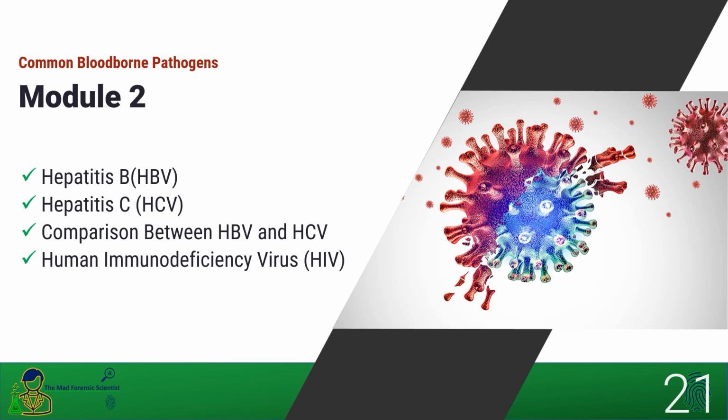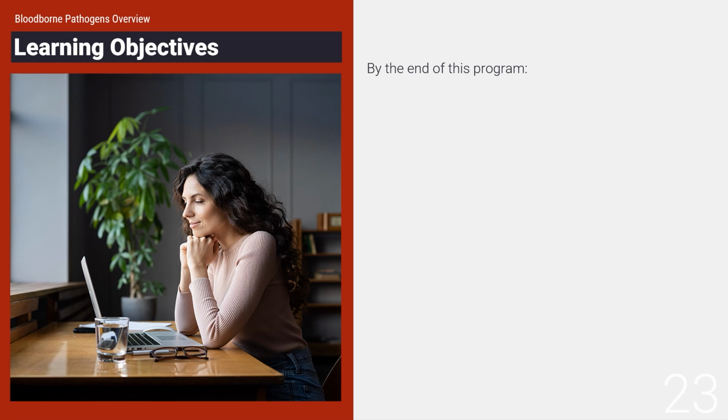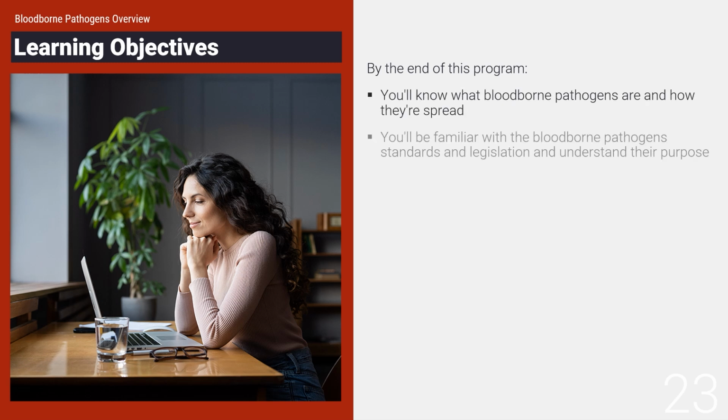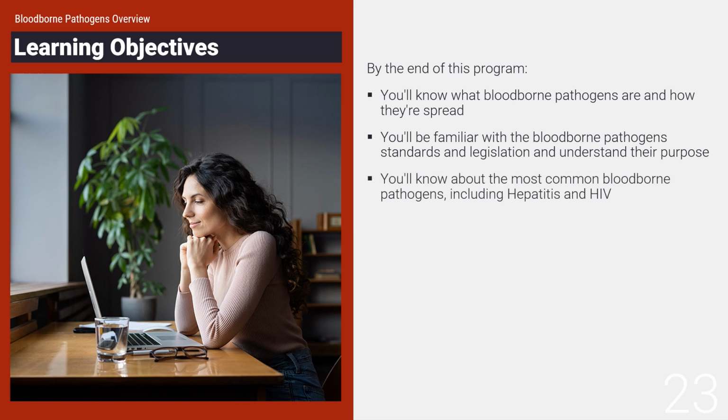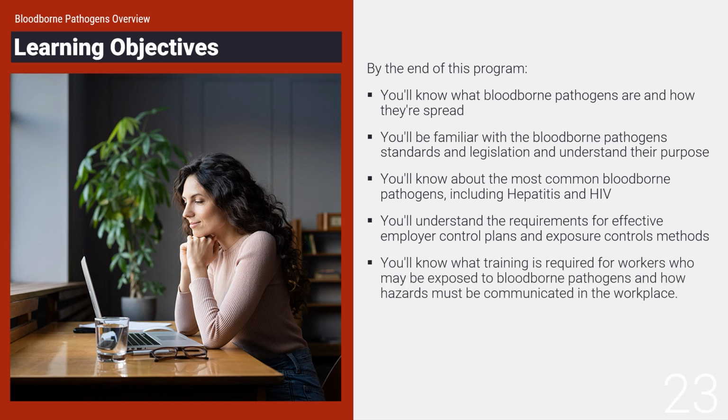Once these three modules are completed, you will have learned how bloodborne pathogens are spread. You'll be familiar with bloodborne pathogens, most commonly hepatitis and HIV. You'll understand the requirements for effective controls. You'll know what's required for workers who may be exposed. And you'll get the general specific protective measures that are required to prevent getting the disease in the bloodborne workplace.